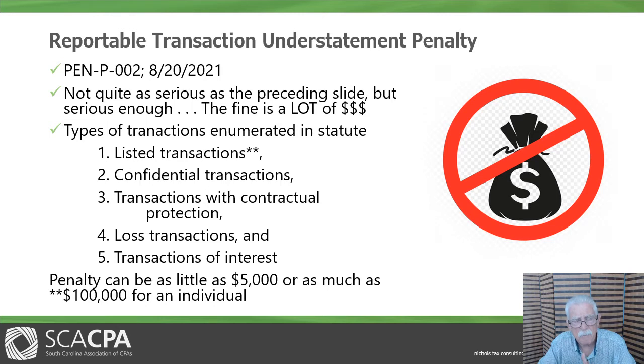In this explanation of the penalty, it is as little as $5,000 or as much as $100,000 for an individual who fails to report their participation in the designated form.